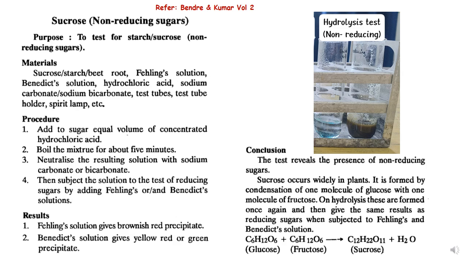It is basically present in sugarcane. It is composed of glucose and fructose, which are joined together by glycosidic bonds. So when hydrolysis of sucrose takes place, it is hydrolyzed to glucose and fructose and gives a positive test for Benedict's or Fehling's test.